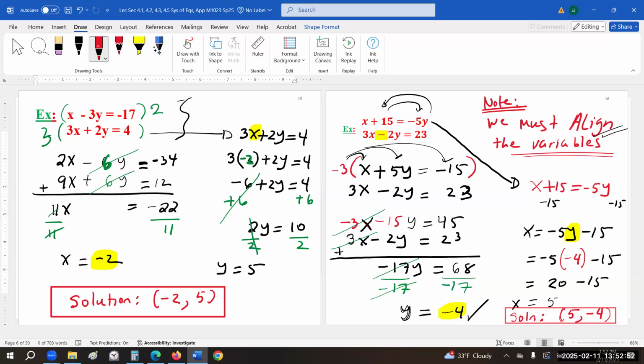It actually doesn't matter which one you use. You can use any one of the equations you want. You're supposed to get the same answer. Any question?